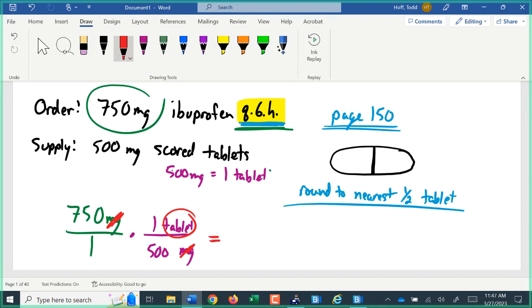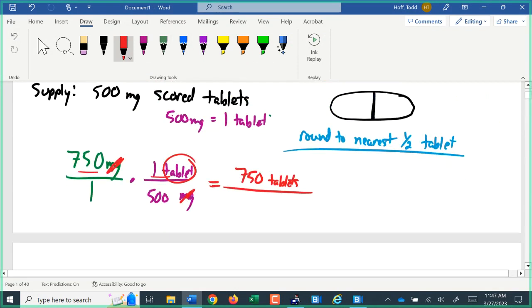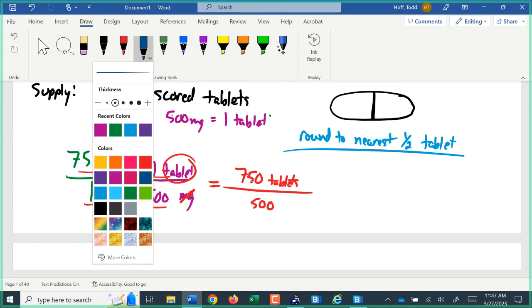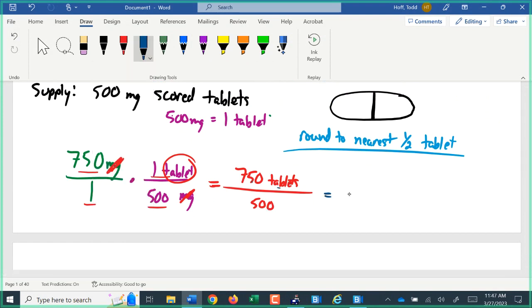So now it's just a matter of doing the calculation. On top, 750 times 1 tablet is 750 tablets. Now that number seems extreme, and it is. It's kind of a nonsense number at this point until we finish our calculation. On bottom, 1 times 500 is 500. And now we go ahead and divide out. 750 tablets divided by 500 is 1.5 tablets. So we would administer 1.5 tablets to that patient.